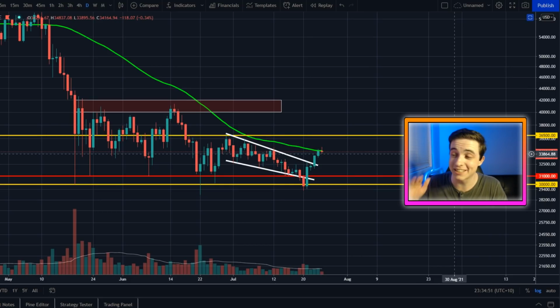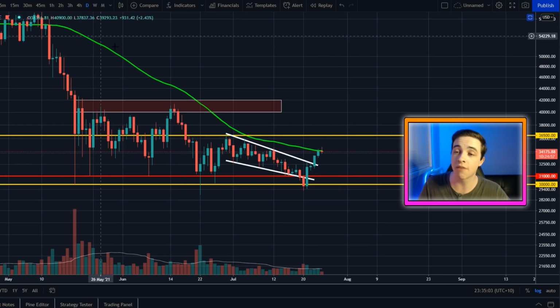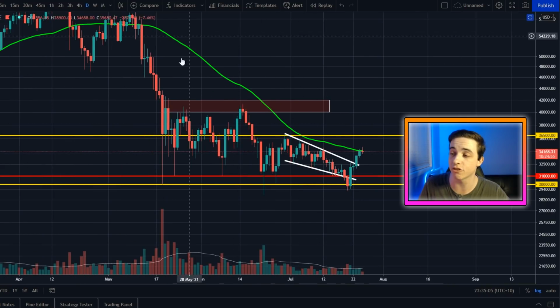But with that out of the way, let's get straight into what this video is about. So right here, we're on the Bitcoin to US dollar chart on the 1 day time frame. And as you can see just here, I've got the 50-day simple moving average, this green line just here.